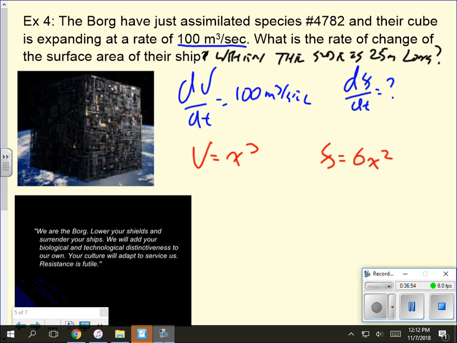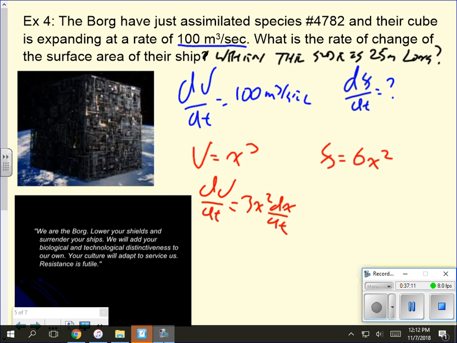But if I do this one here, I take dV/dt is equal to 3x squared dx/dt. And I can solve that for dx/dt.